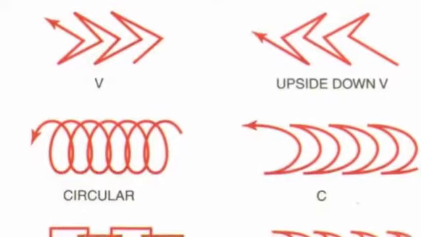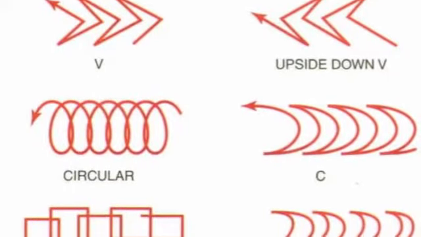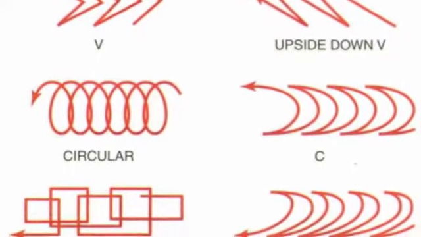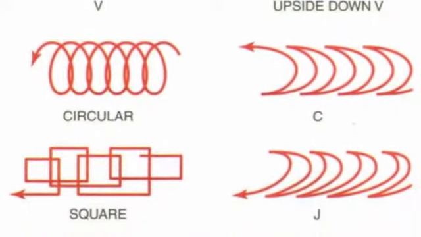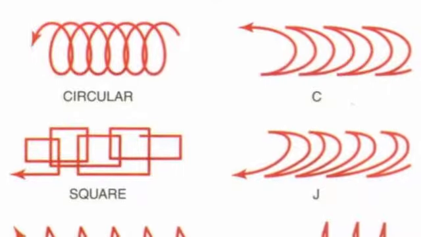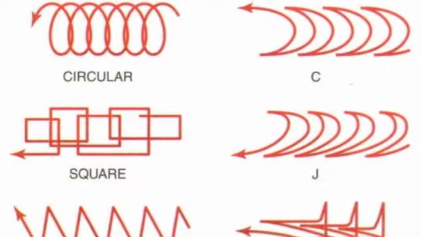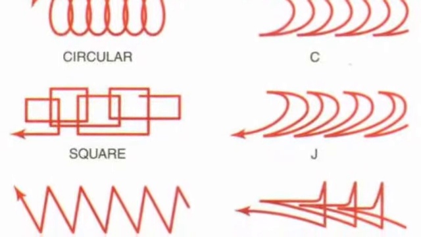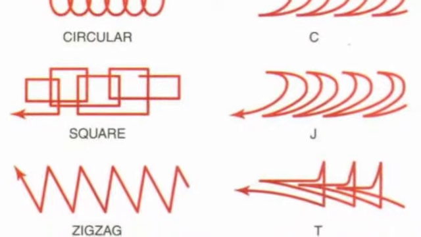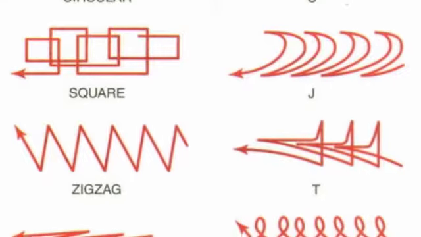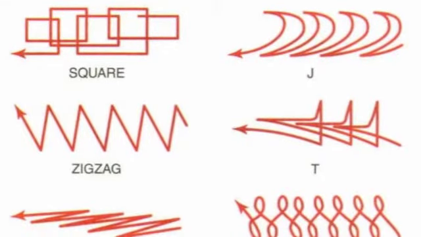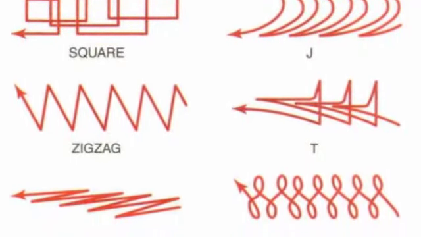Alright, so right here you're going to see a chart with a whole bunch of different welding patterns. We've got V, upside down V, circular pattern, C, which we can refer to as half moon, square pattern, J pattern, zigzag, and so on and so forth. There are a whole bunch of different welding patterns that you can use. All of these you will not use in this welding course. When you get into more advanced welding courses, you could maybe use some of those.